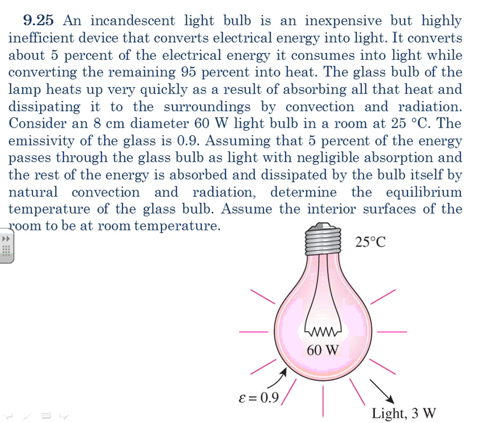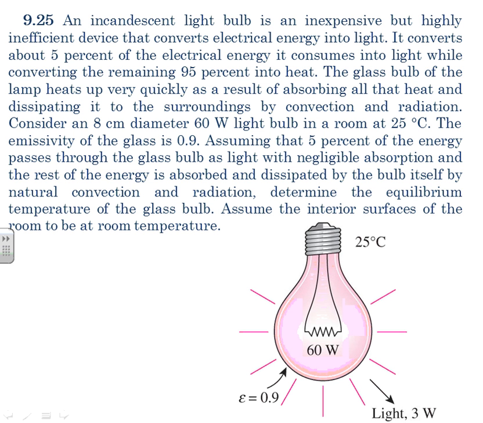Consider an 8 centimeter diameter, 60-watt light bulb in a room at 25 degrees C. The emissivity of the glass is 0.9. Assuming that 5% of the energy passes through the glass bulb as light with negligible absorption, and the rest of the energy is absorbed and dissipated by the bulb itself by natural convection and radiation, determine the equilibrium temperature of the glass bulb. Assume the interior surfaces of the room to be at room temperature.